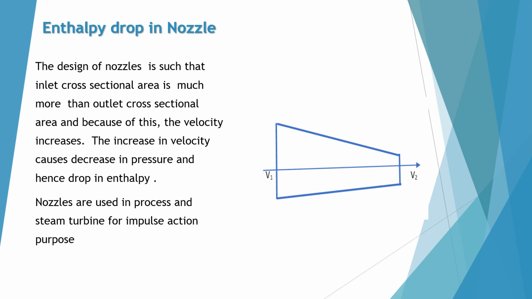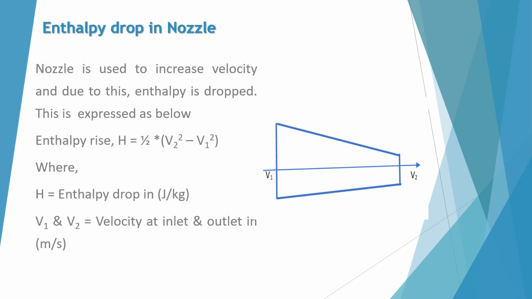Enthalpy drop in nozzle. The design of the nozzle is such that the inlet cross-sectional area is much more than the outlet cross-sectional area, and because of this velocity increases. Increase in velocity causes a decrease in pressure and hence enthalpy, so there is a drop in enthalpy. Nozzles are used in process and steam turbines for impulse purposes. The nozzle is used to increase the velocity, and due to this enthalpy drops. This is expressed as enthalpy drop H is equal to half of (V2 square minus V1 square), where H is enthalpy drop in joules per kg, and V1 and V2 are velocity at inlet and outlet.